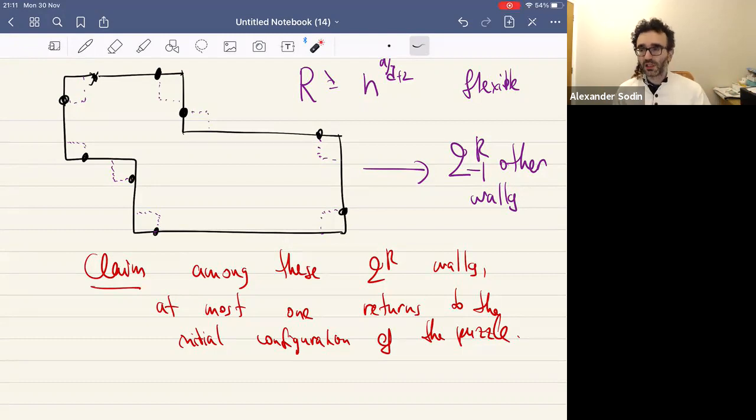With some more effort, but still nothing very sophisticated, you can convince yourself that no two of these 2 to the R walks can simultaneously give you the identity permutation. If you have two of them, you can always find a square which moves into two different places, and you can never undo this move. So this is basically how the argument works. I don't think I want to go into more details. Yes, I think I'll stop here.